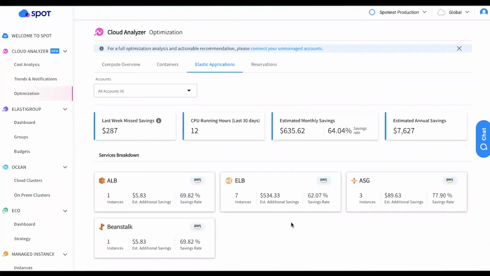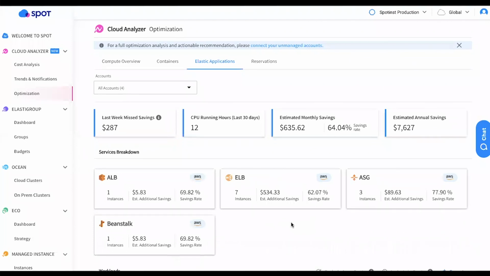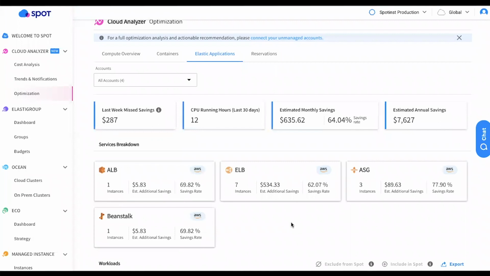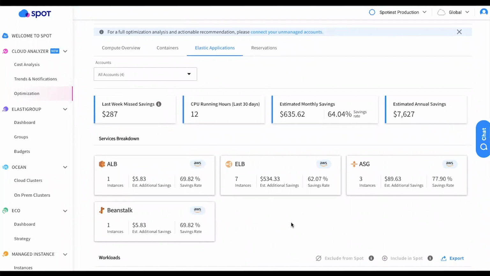And here is where we're really getting down to the finish line. So we're showing you, for all the workloads that are running with auto-scaling groups, here's the breakdown. You have the savings that you could have achieved last week. Here are the running hours. Here are the potential monthly savings. Here are the potential annual savings, trying to get you into a place where this is where I'm at, and this is where I should be going.